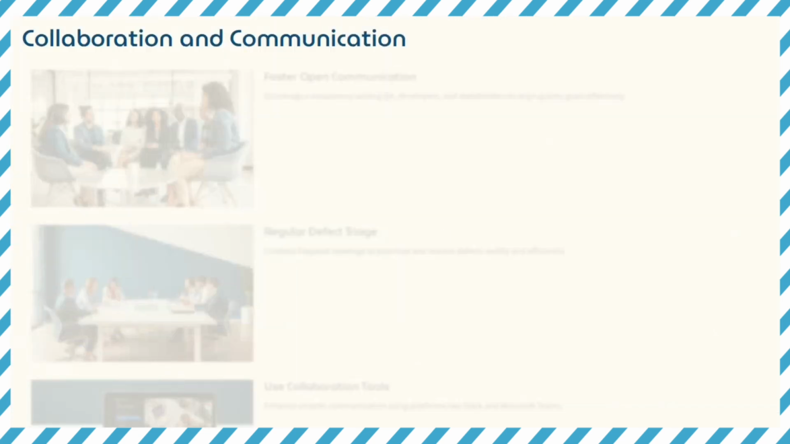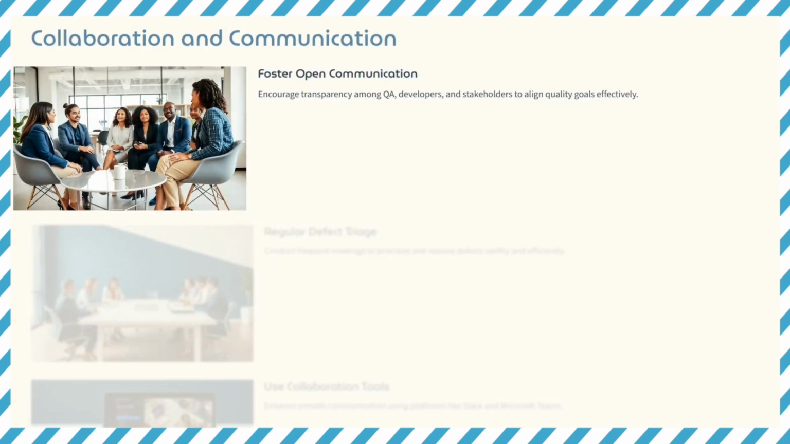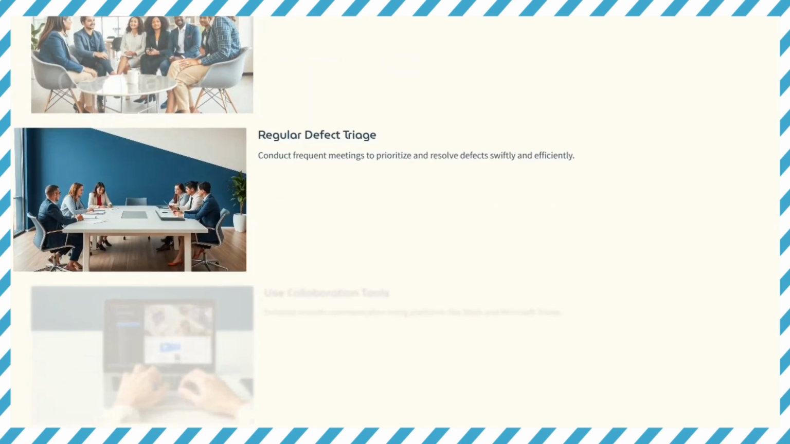Then collaboration and communication. First thing is to foster open communication. That is the most important part. Here we need to encourage transparency among QA, developers and stakeholders to align the quality goals effectively. Second is regular defect triage. So we need to maintain frequent triage, prioritizing and resolving the defects according to our defect triage report.